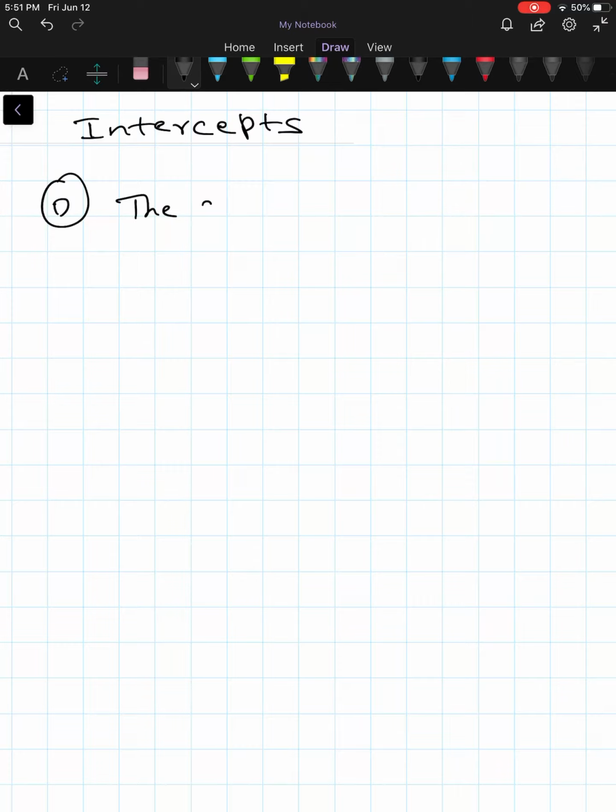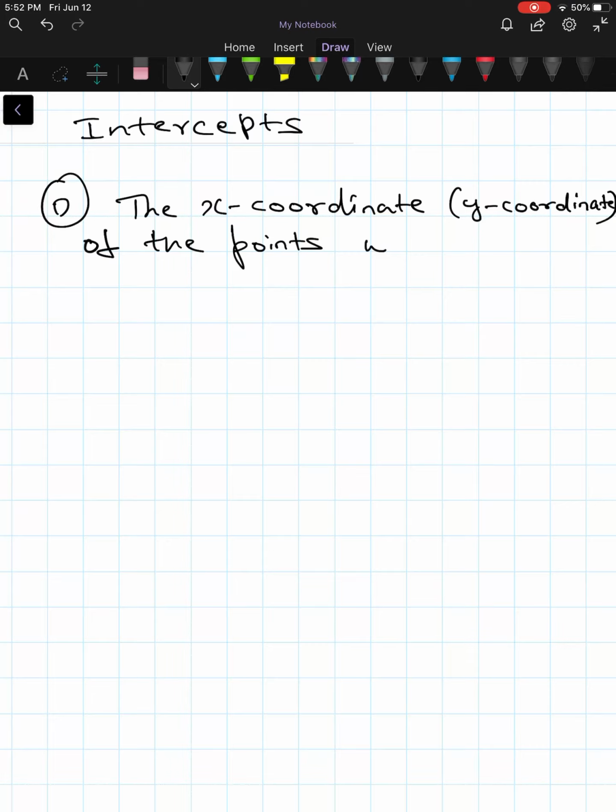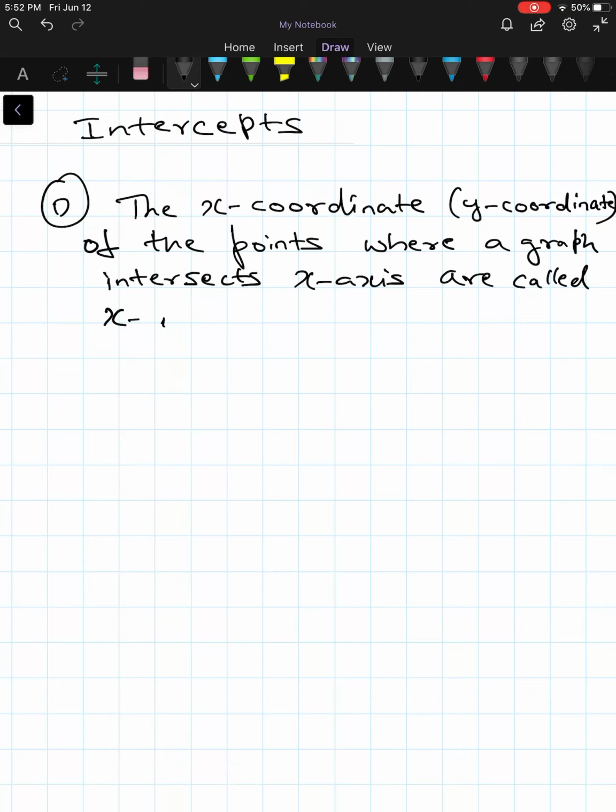To define them both, the x-coordinate, or in brackets y-coordinate, of the points where a graph intersects the x-axis, or in brackets the y-axis, are called x-intercepts, or within brackets y-intercepts.